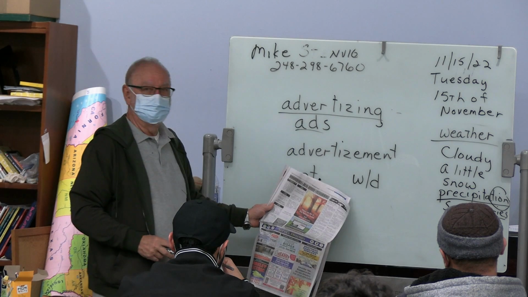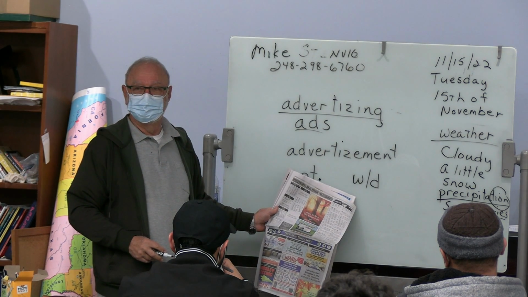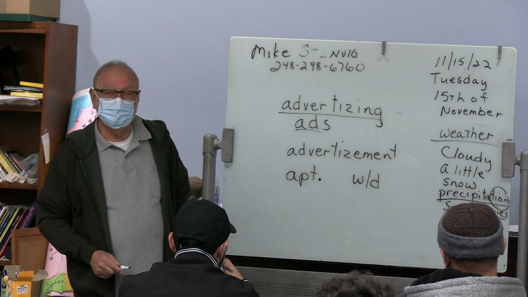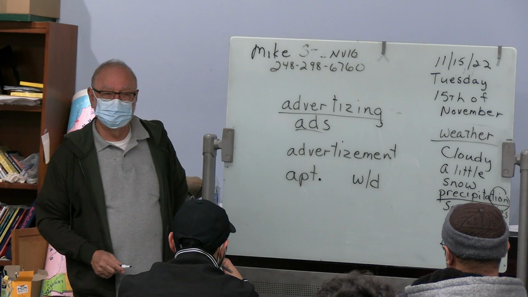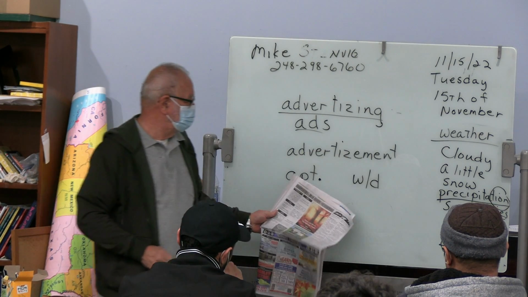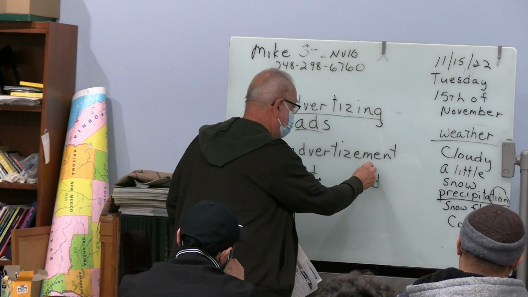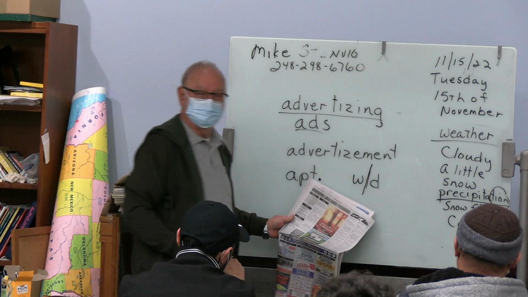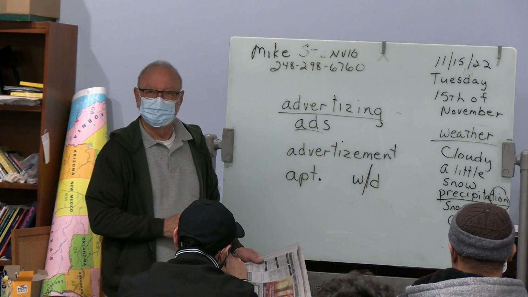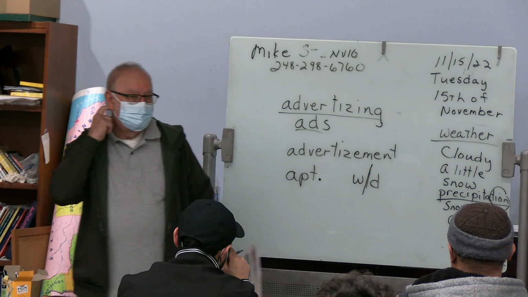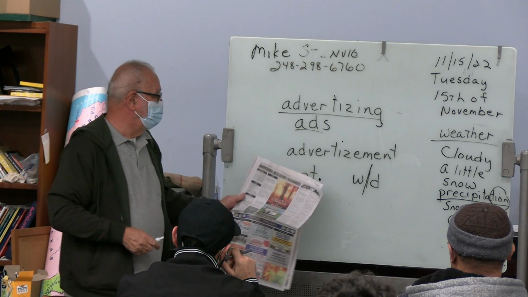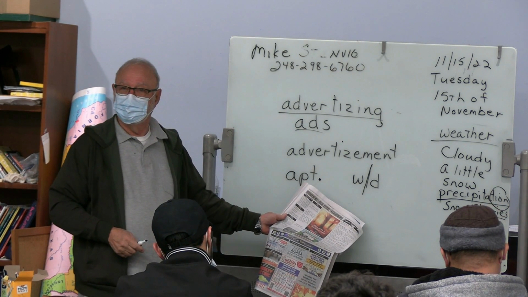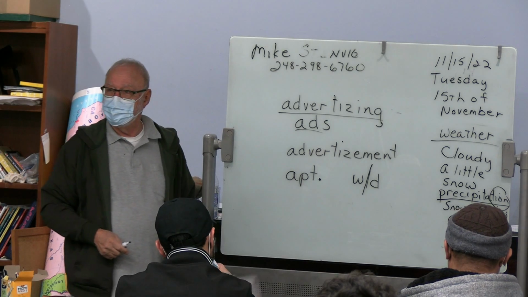A house or apartment? Who remembers? Where? This is a washer and dryer. Dryer. Washer and dryer. Remember that? Yeah.